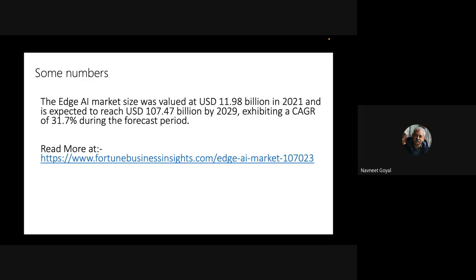So some numbers to begin with. This should tell us that there is a lot of interest in Edge AI, and we should all be looking at this as a solution for many applications. You can see that by 2029, the Edge AI market size would be around $107.5 billion. That's quite a bit of money there, exhibiting a CAGR of 31.7, which is also very encouraging.